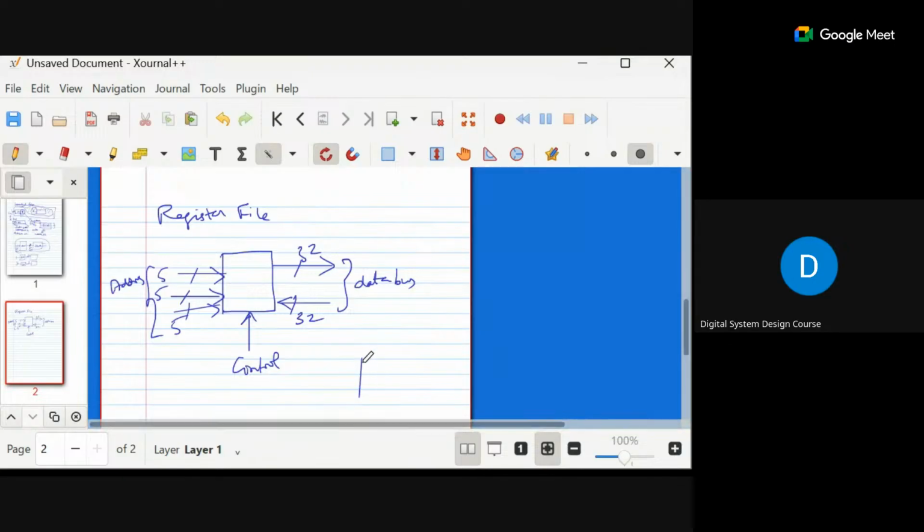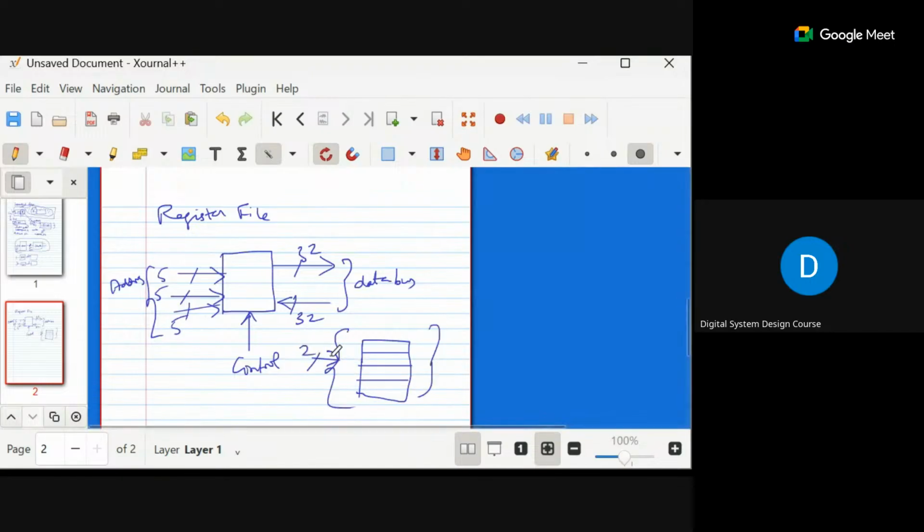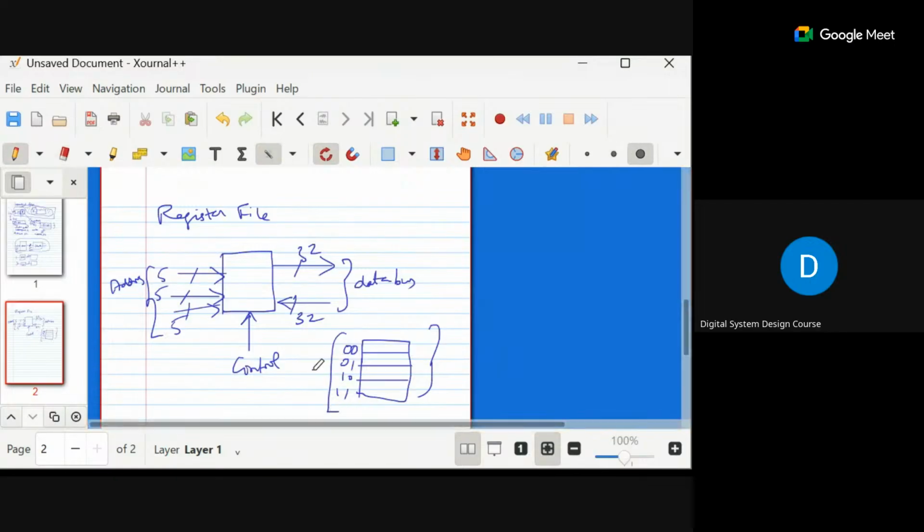Okay, let's say I have four locations. This is controlled by two address lines: 00, 01, 10, 11. Let me draw it like this. In this 2-bit line, I'm putting the value 01. In this line, I'm putting 11 and 10 and so on.